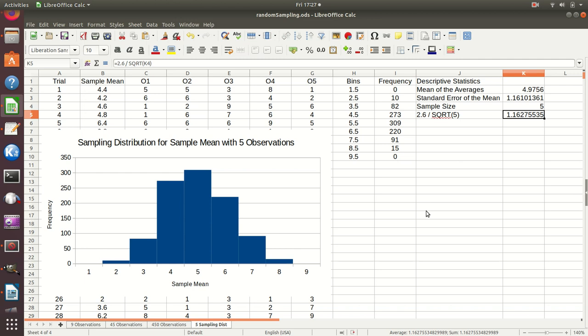Okay, and we'll see that more when we increase the number of observations per trial. Okay, but that's adding those descriptive statistics and calculations, and so we'll call that good.